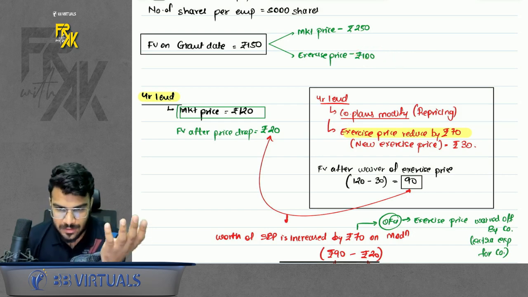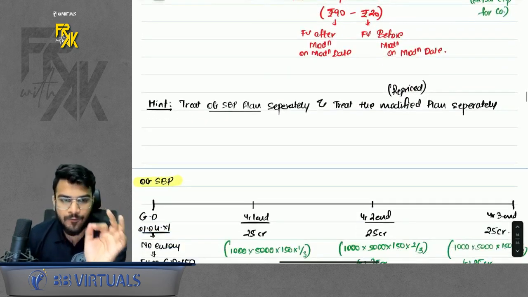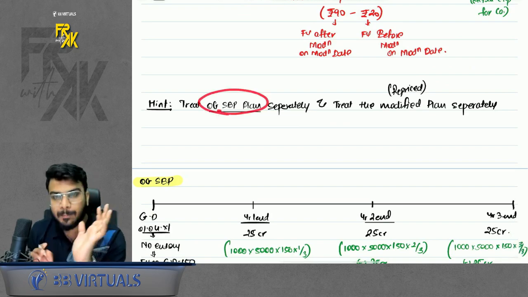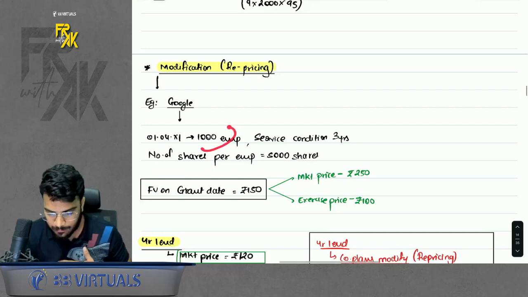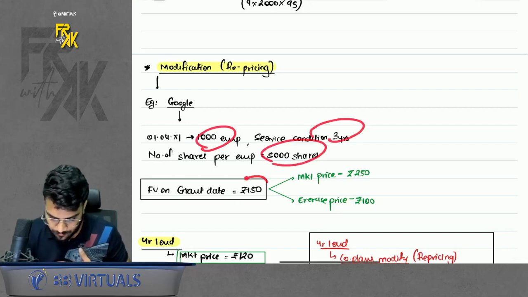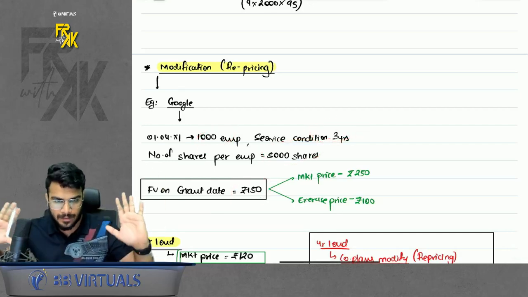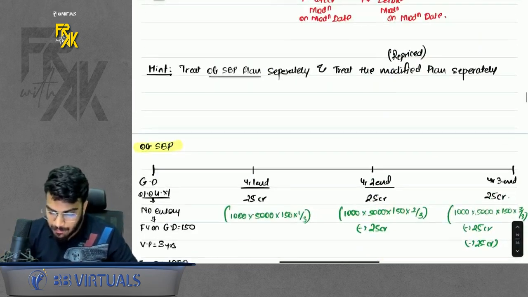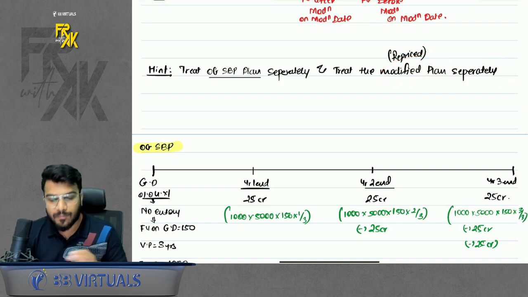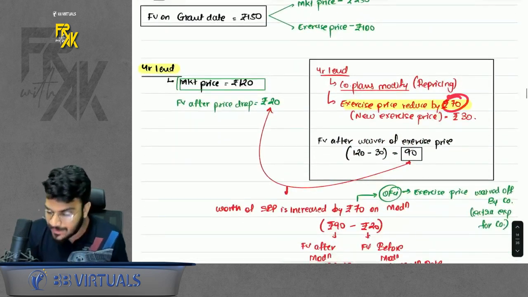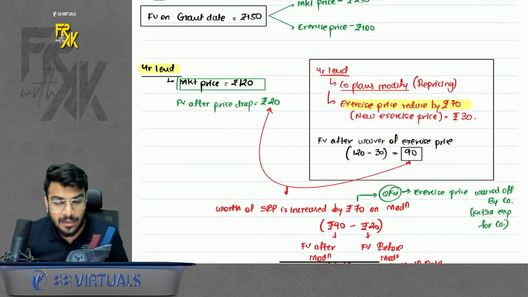Now how to account for this? A simple technique you have to use. Treat the original plan separately. What was my original plan? 100 employees, 3 years, 5,000 shares and fair value 150. Treat this part separately and treat the modified part separately. What is the meaning of modified part? You are waiving off 70 rupees now for the employees. Treat this part separately. Treat this like a separate plan.